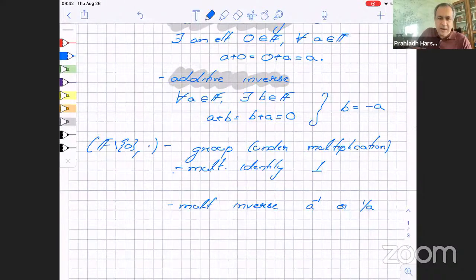But we notice multiplication has been defined only for non-zero elements. We will extend multiplication for the 0 element also. 0 into A equals A into 0. We'll just define this to be 0.